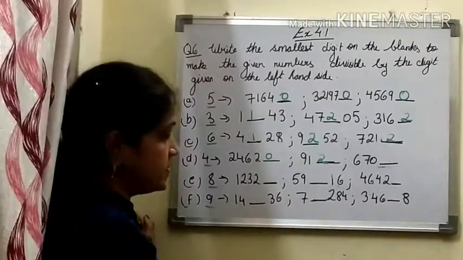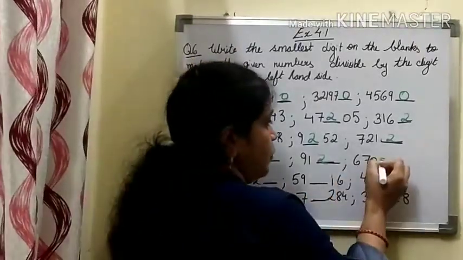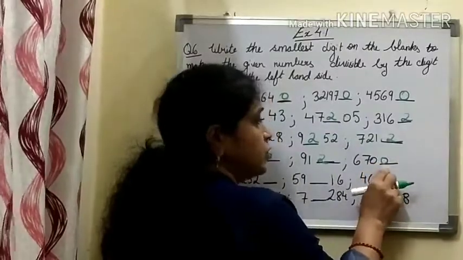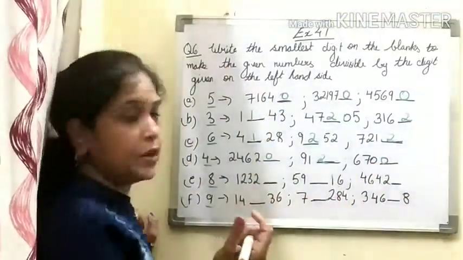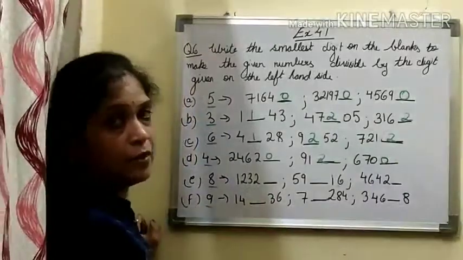Now 670 dash. If I put 0, then what happens? 0, 0. If the last two digits are 0, 0, it is divisible by any number. So this number gets divisible by 4.